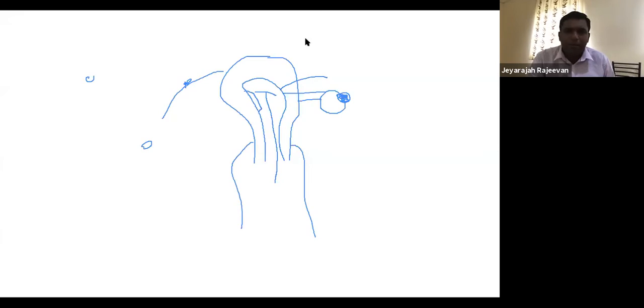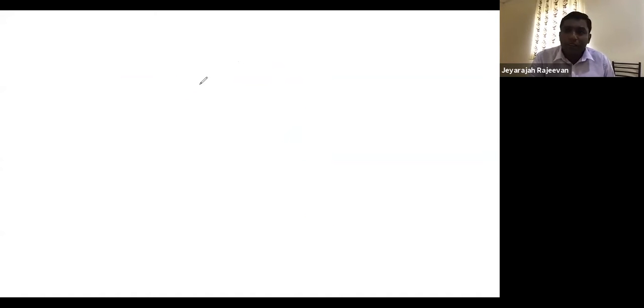Urodynamic stress incontinence. Regarding urodynamic stress incontinence, of course, I have done several classes on this. So what is urodynamic stress incontinence? When the patient is coughing, the urine is leaking, right? So this is your bladder, this is the bladder neck, right? This is the urethra, right? Bladder neck and urethra, and the urine is coming out like this.